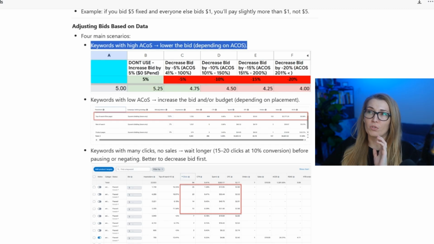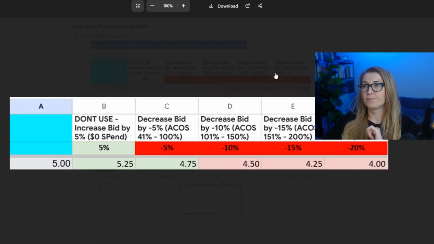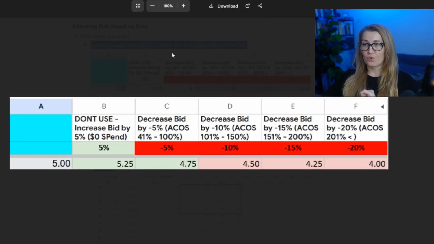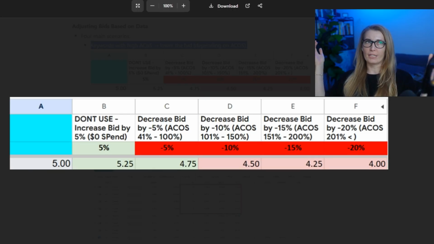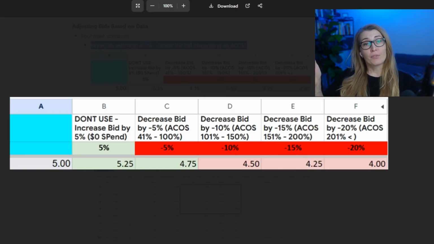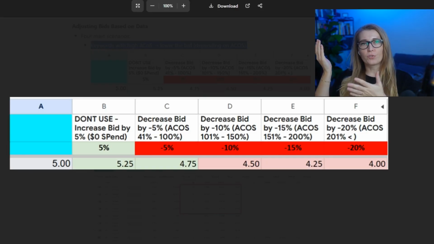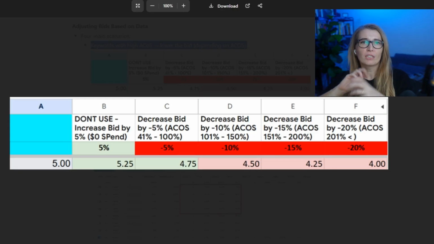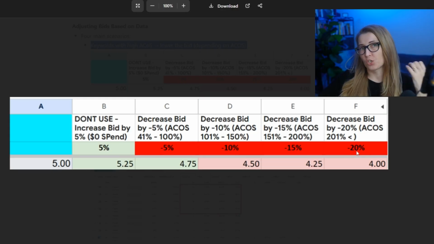Here we would suggest to lower the bid depending on ACOS. And basically this is a very good way for you to very strategically decrease the bid. Now I hear a lot of people saying that if you have a high ACOS, even 100% ACOS, you should slash the bids by 20 to 30%. I would advise you not to do that. The reason for that is, if you do that, you're also going to slash down all the impressions. So you're throttling everything.